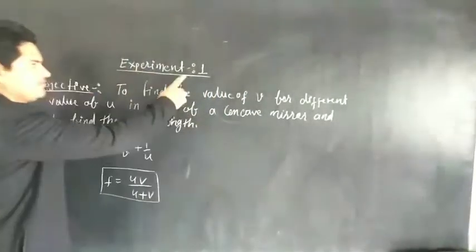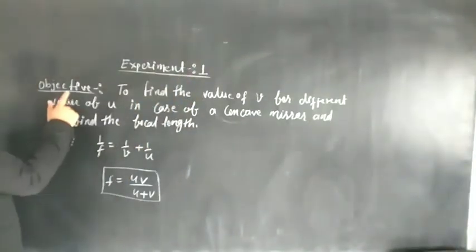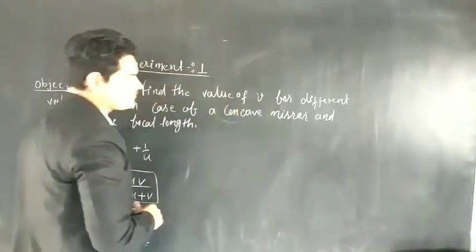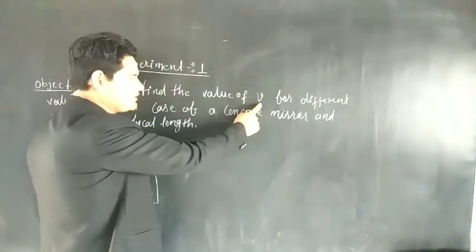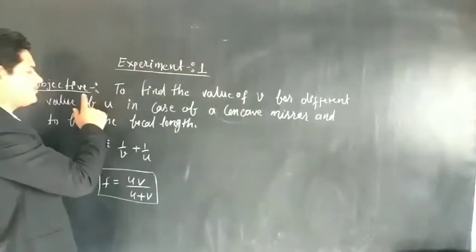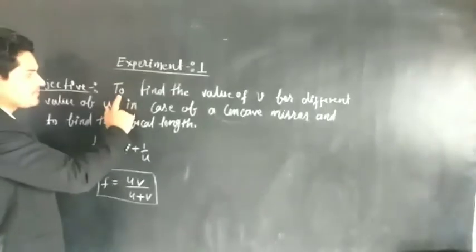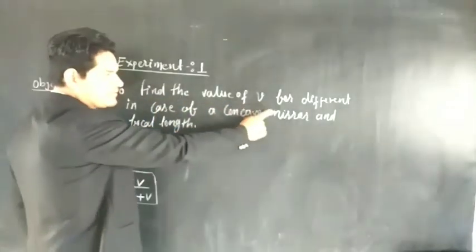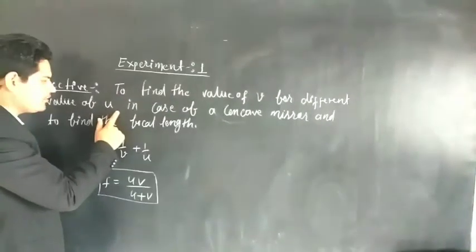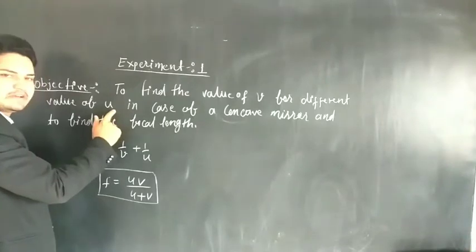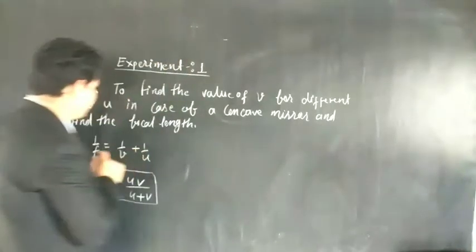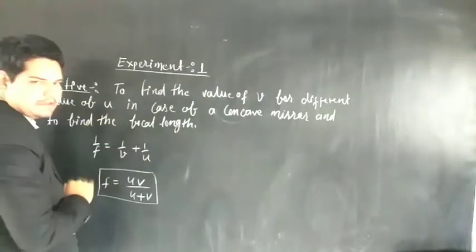Today we are going to start our next experiment, number first. Our objective is to find the value of V, the distance of image. The aim of the practical is to find the value of V for different values of U, where U is the distance of object, in the case of a concave mirror, and to find the focal length.